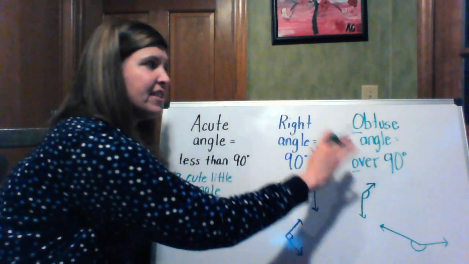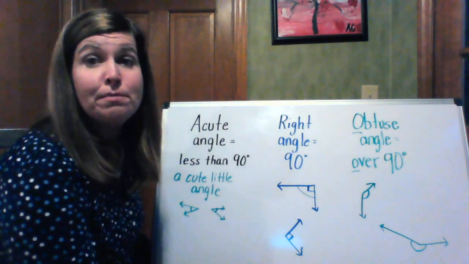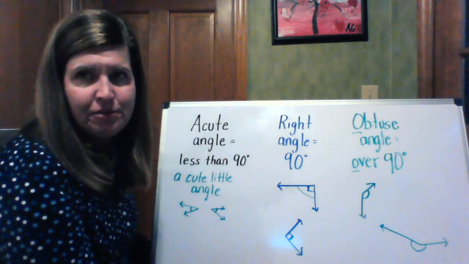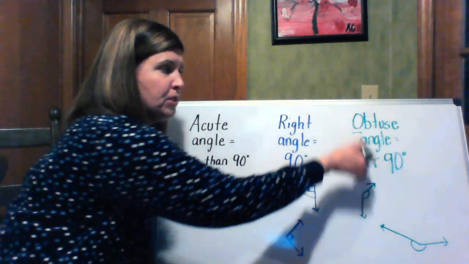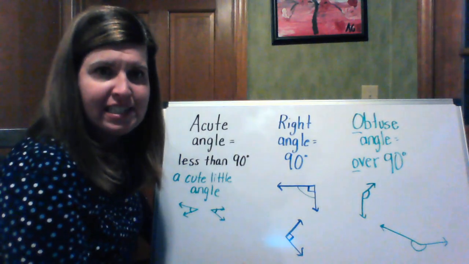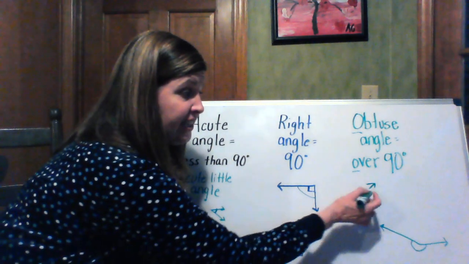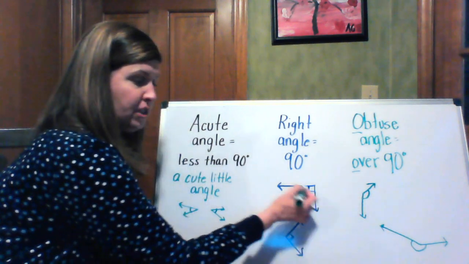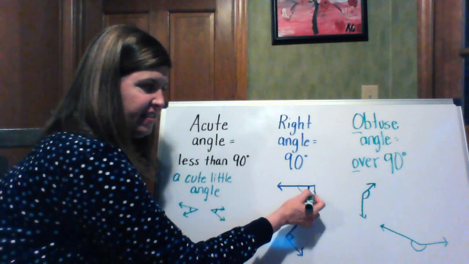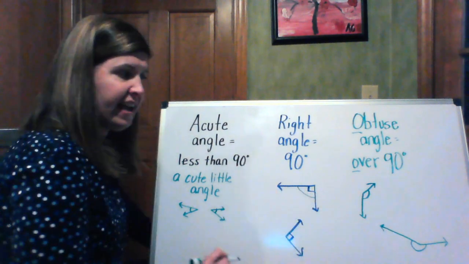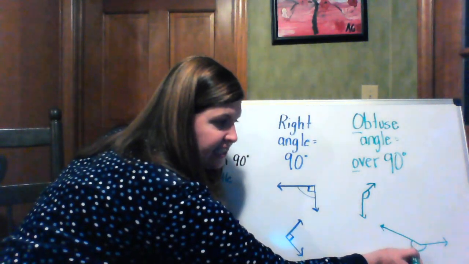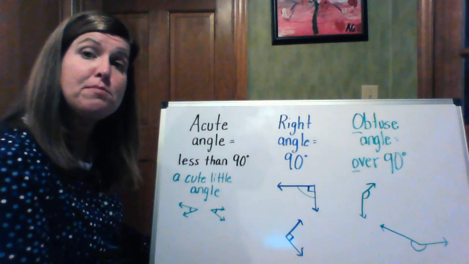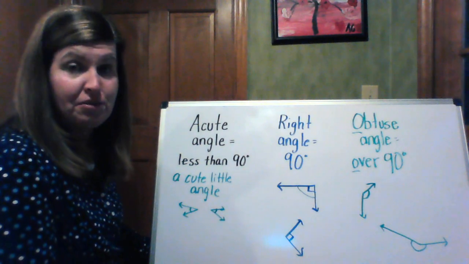Then on the other side here, I have what's called an obtuse angle. That means that it is an angle that's over 90 degrees, and that's how I remember it. Obtuse, over 90 degrees. So if you look at this, the distance between the two rays is going to be more than the distance that you see here with the right angle. Same thing here. This distance between these two rays in this direction is going to be more than 90 degrees.